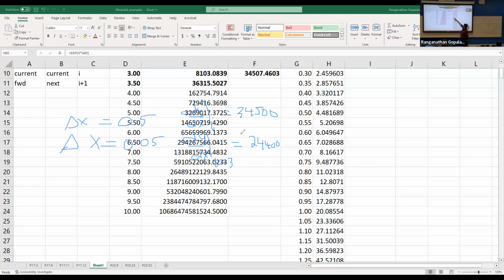So the slope estimate is 34,500. The slope estimate is 24,400. Let's say we try one more with 0.005 and you get pretty much the same slope. What does that mean? It means there is no gain in going from 0.05 to making it 0.005. You might as well use the coarser one if it gets you the same results.